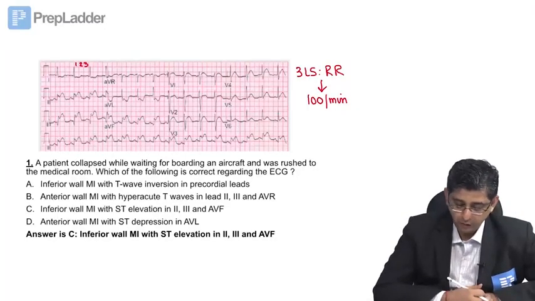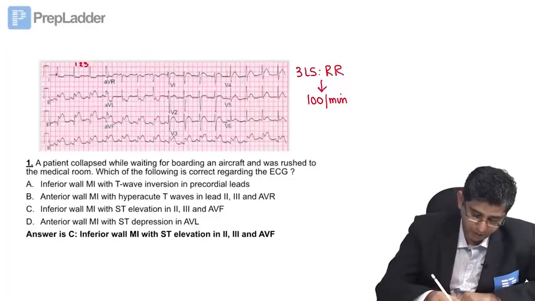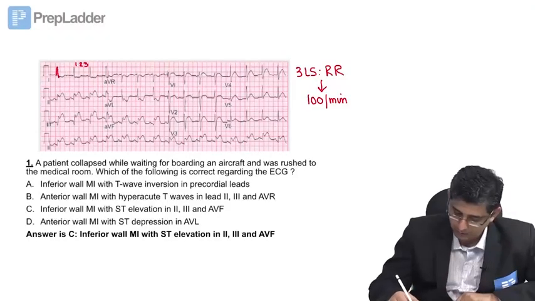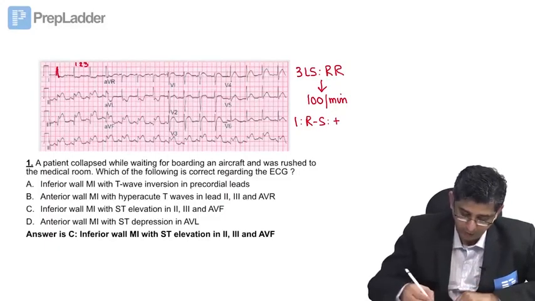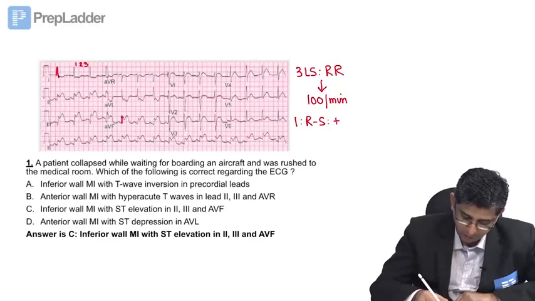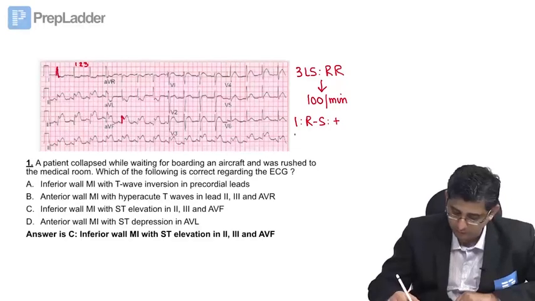Once you have looked at the heart rate of the patient, you will calculate the axis. For axis, you can see that in lead 1, the R wave is bigger than the S wave. So I'm putting a positive sign here because R is bigger than S. Then you will look at AVF, and in AVF also you will see that there is an R wave, there is no S wave.